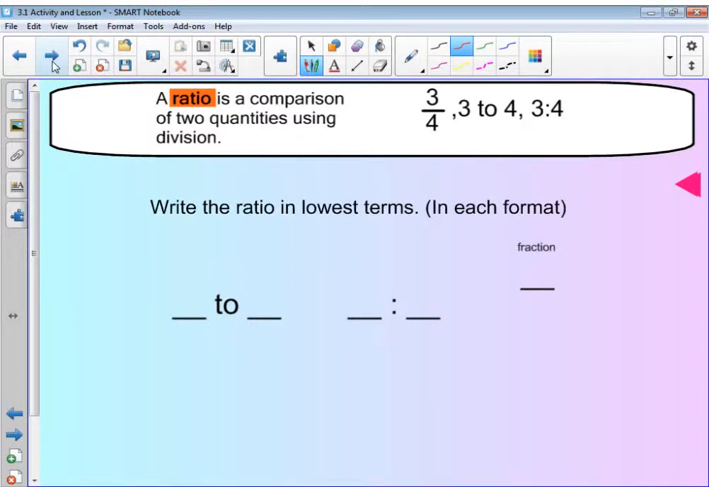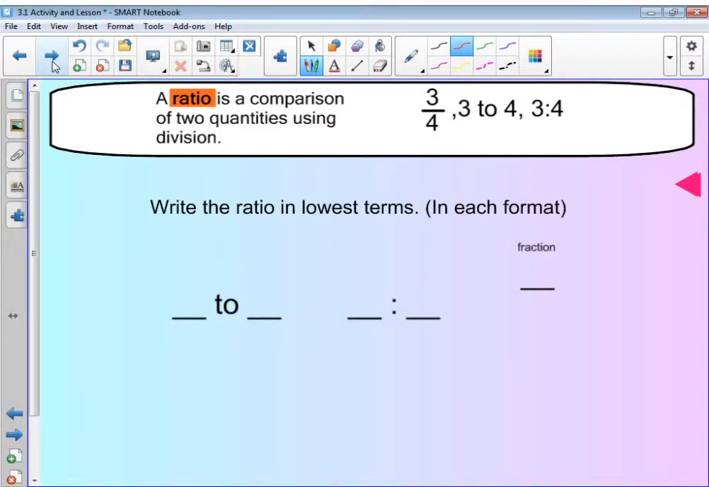A ratio is a comparison of two quantities using division. So for example, for ratios, we might do dollars and hours, or boys to girls, or something like that. A ratio is going to compare two things, and we're going to use division.